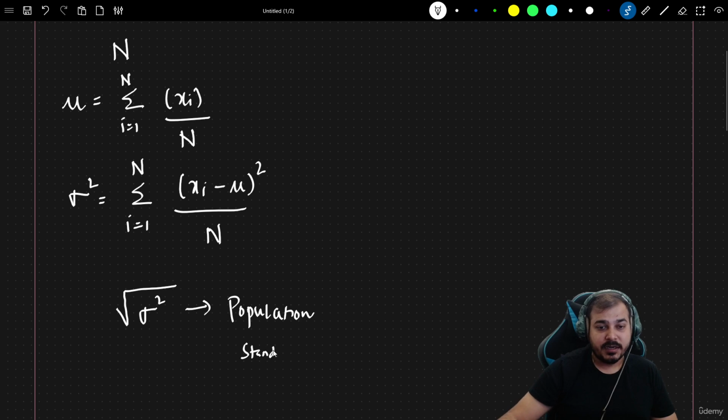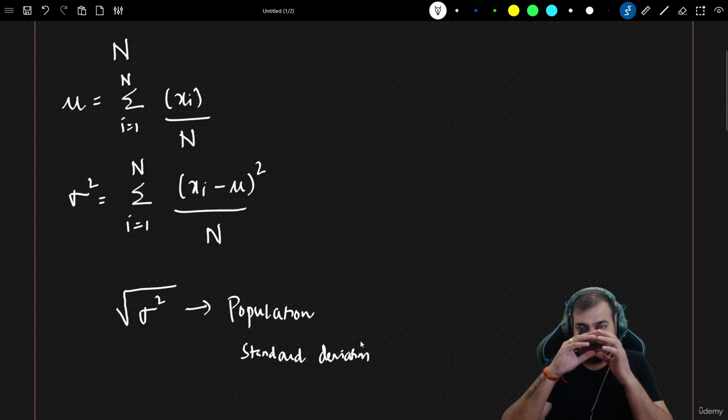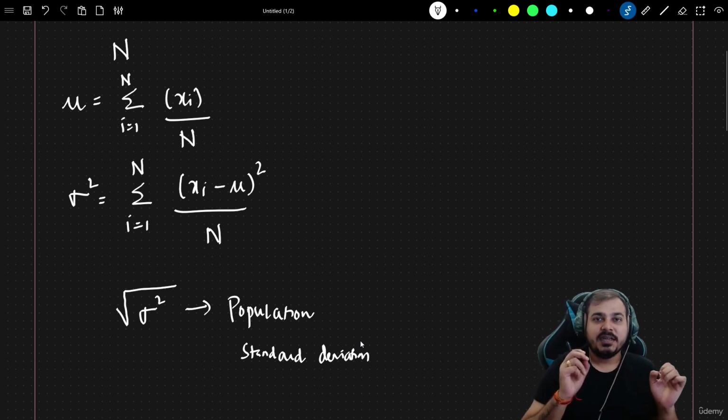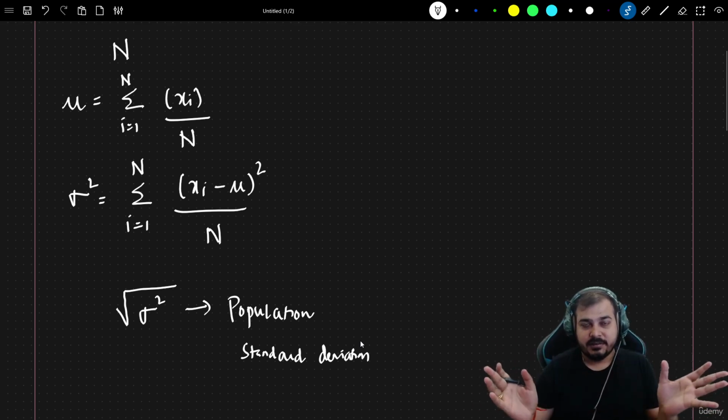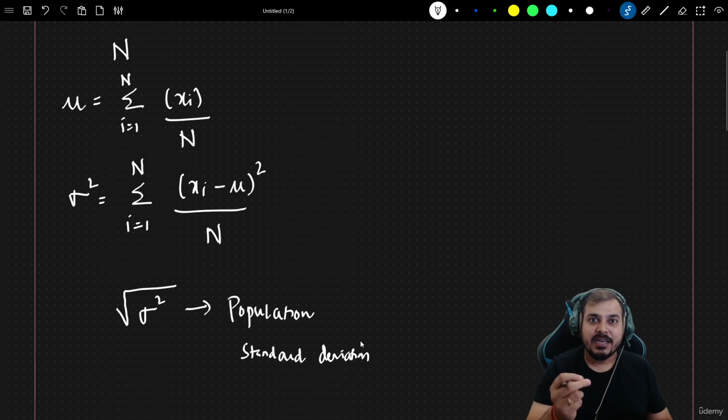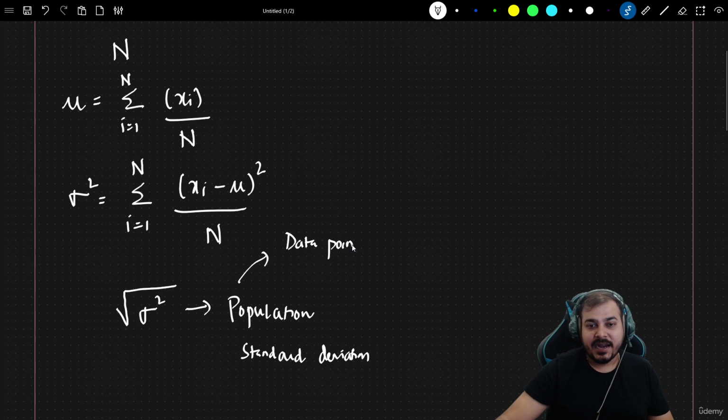Population standard deviation. Why it will be used, I'll talk about in much more detail in the upcoming section, but just understand that the variance gives you the spread, the dispersion, right? Whereas a standard deviation will tell you how far you are from the mean. So suppose I select a data point, it tells how far a data point is away from the mean.